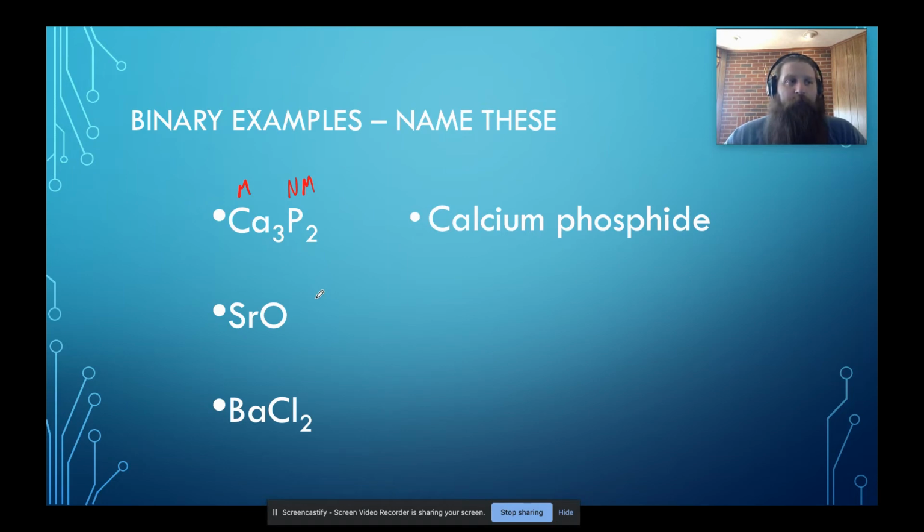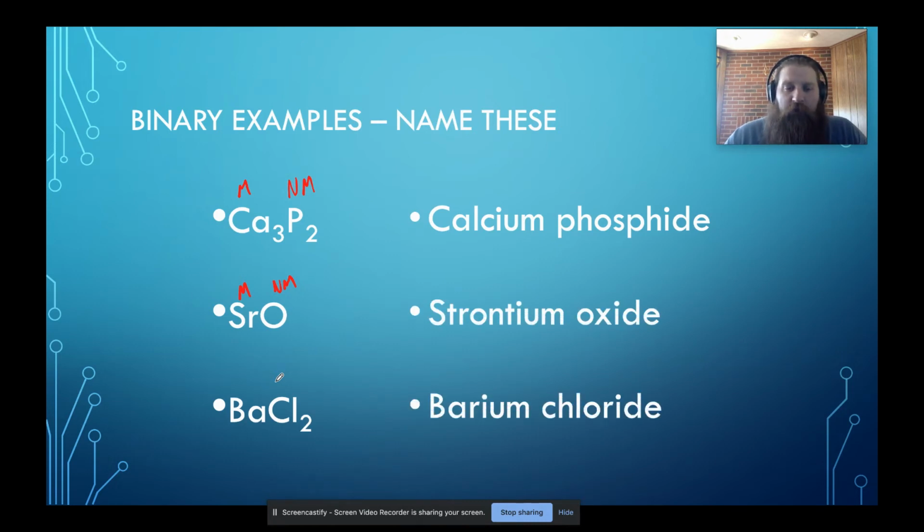How about SrO? Well, Sr is a metal. O is a nonmetal. This is a group 2 element, so it's not a transition metal, so I don't need the Stock system. So write the metal, write the nonmetal, change the ending to IDE. Strontium oxide. Last one is obviously barium chloride, right? I have a metal. I have a nonmetal. Write the metal, write the nonmetal, change the ending.